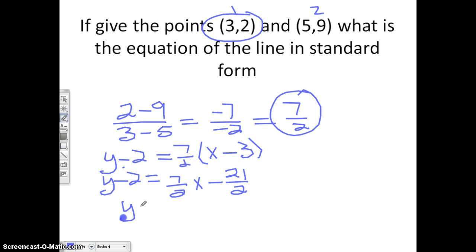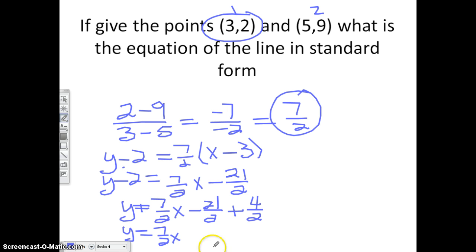We'll add 2 to both sides. Oops, this should be equal, sorry. Minus 21 plus, and instead of writing 2, I'm going to write 4/2. 4/2 is the same thing as 2. It just makes the addition of those fractions easier. So we get 7/2 x minus 21 halves plus 4 halves gives us negative 17 halves.